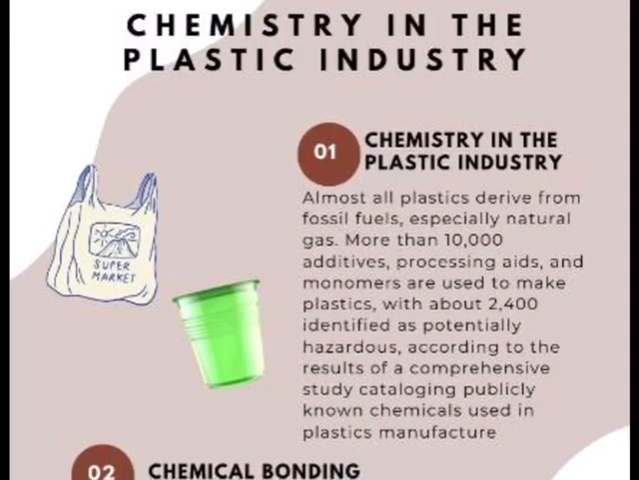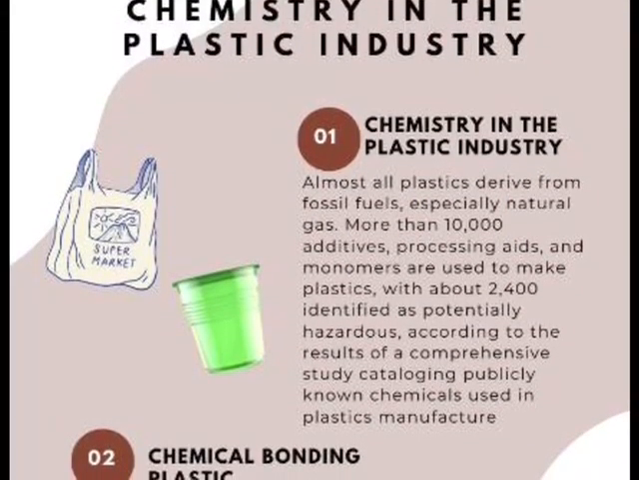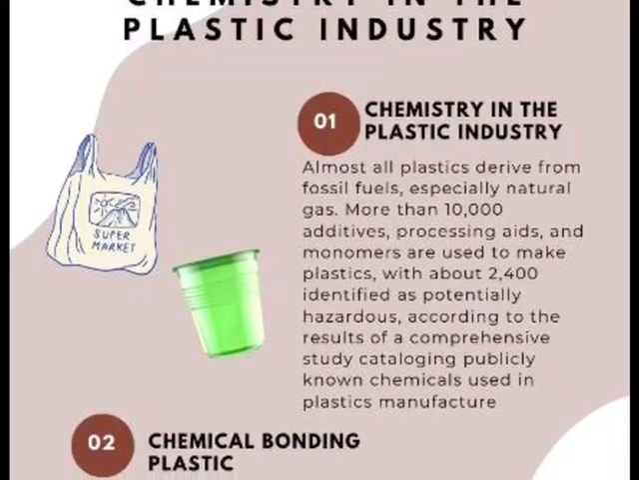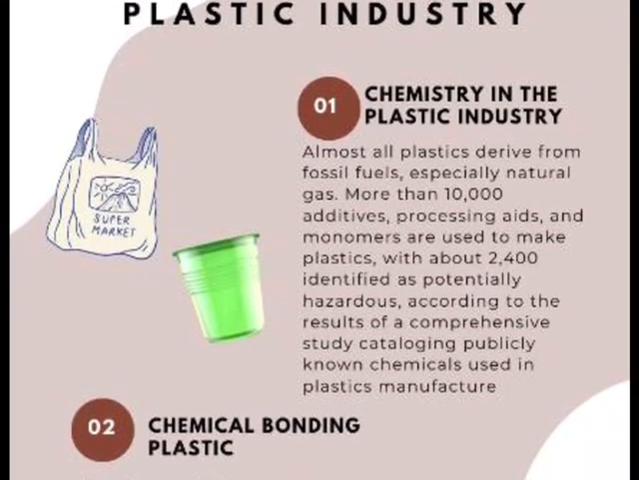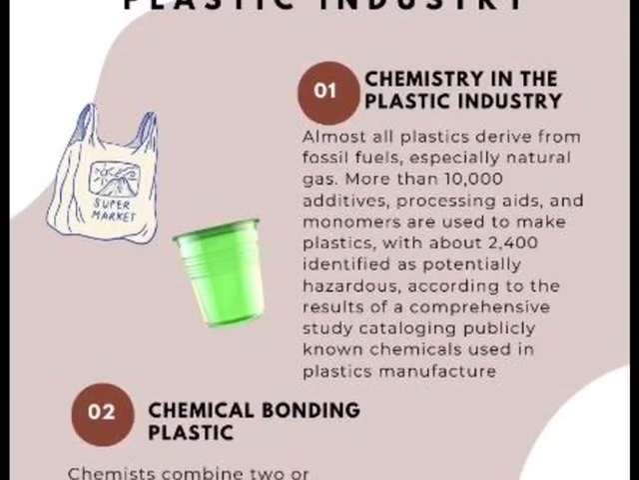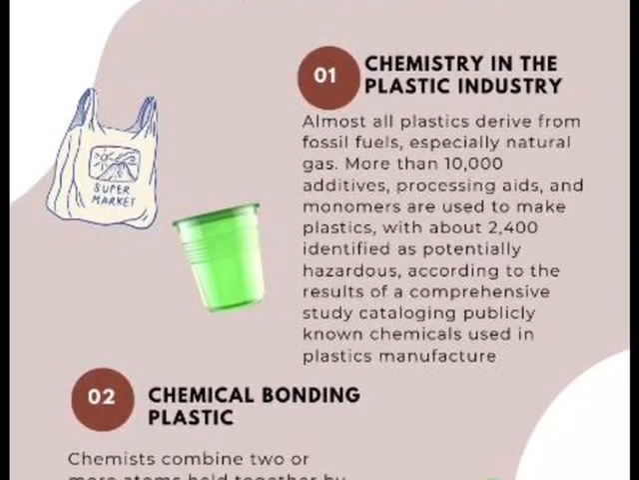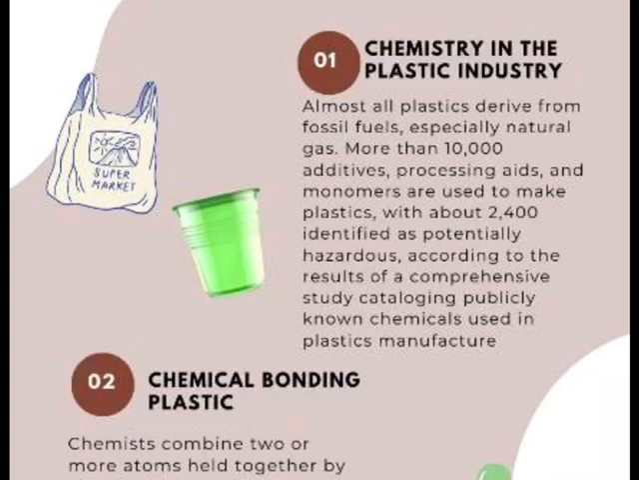Chemists combine various atoms to make molecules, which are simply two or more atoms held together by chemical bonds. When making plastic, these molecules generally are called monomers. What is the most common chemical in plastic?